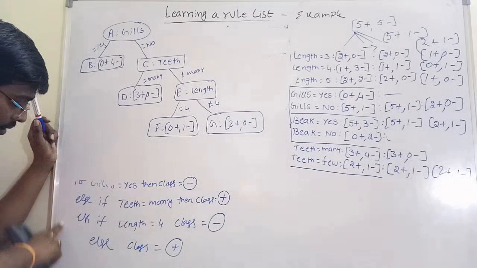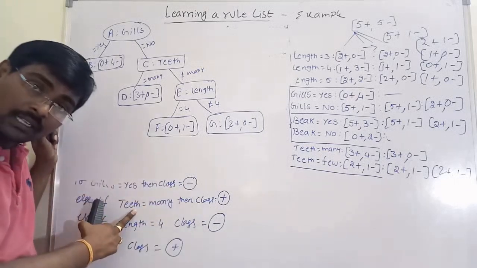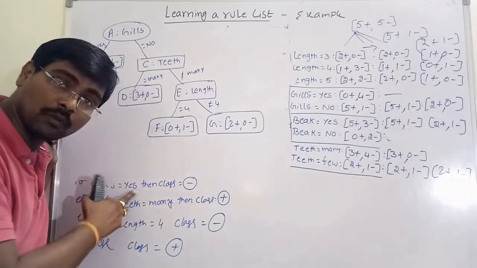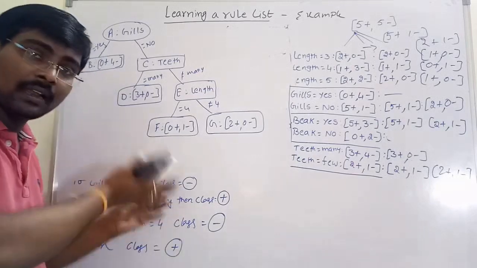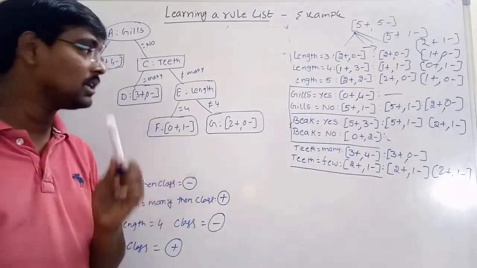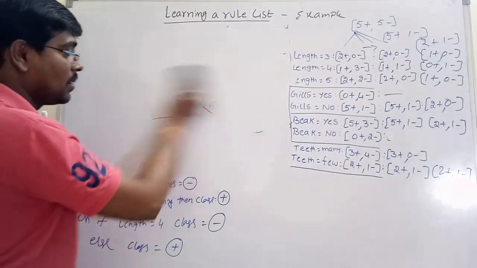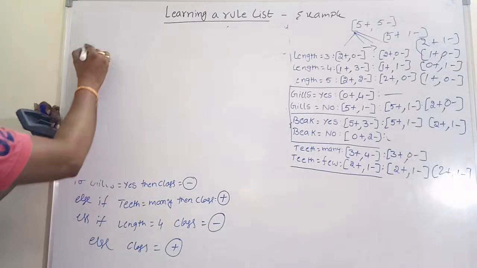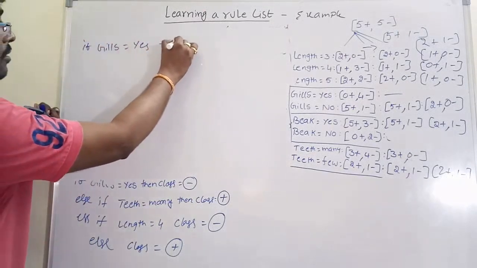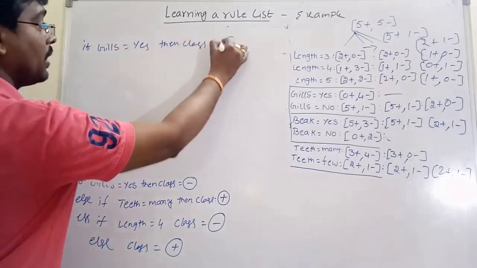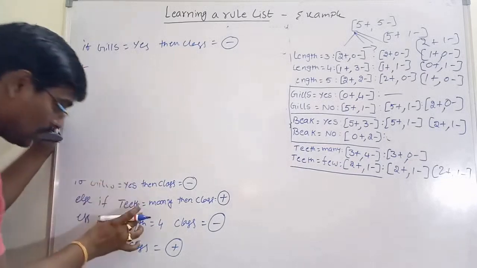Here there is no need to write the rule list in the same order. That means we are moving to this case by considering this case only. We are moving to this one by considering this one only. We can write it in an unordered fashion also, that is, one rule does not depend on another rule. Suppose I am erasing this one, how do we write the same rule? The last one is, if gills is equal to S, then class is equal to minus. One rule does not depend on another rule.